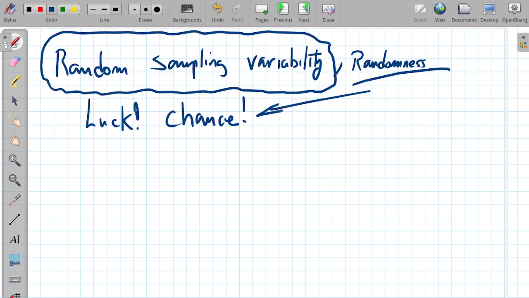So randomness, random events, that means each thing that happens, each event that happens, each data observation that happens doesn't tell you anything about what came before, and it tells you nothing about what came after.